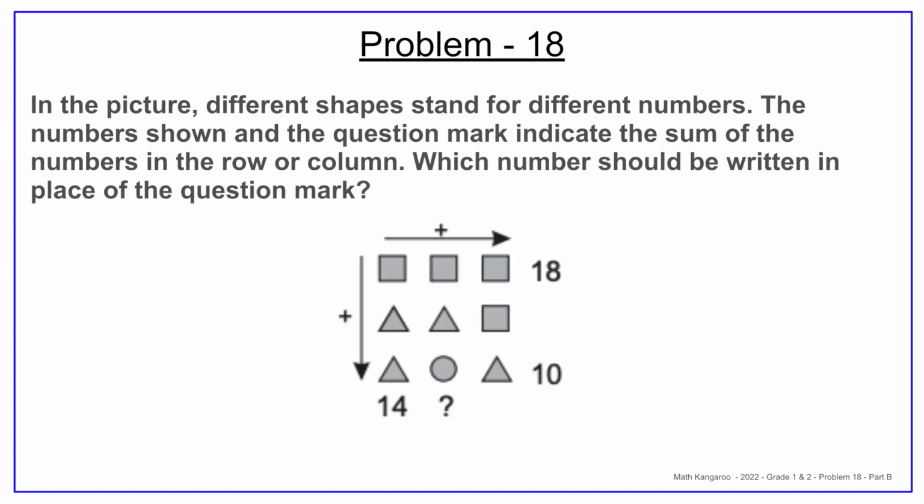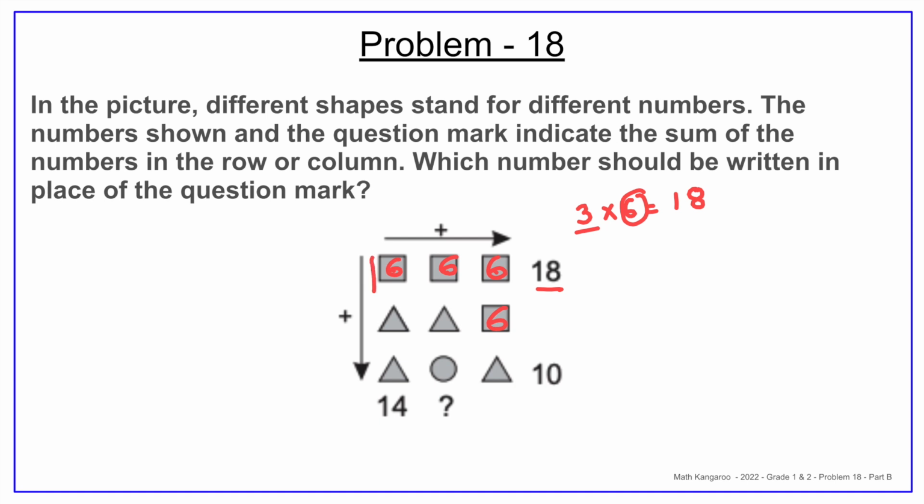So what we know from this problem is that we have three similar shapes of the same type, that is three squares whose sum is 18. Now we have to distribute this 18 among these squares equally. How can we do it? We know that 3 times 6 is 18. So that means we can distribute it into 3 squares of 6 each. Now we replace all the squares with number 6.